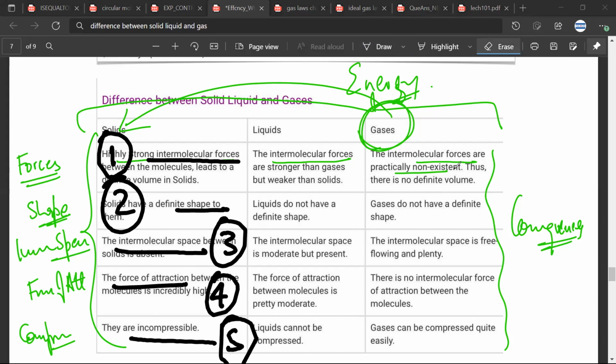Yes, sir. Any doubt, sir? No doubt, sir. So can you send this photo to me, please? Which photograph? Of these differences. But these are your own notes, brother. Okay, sir. I'll send you.